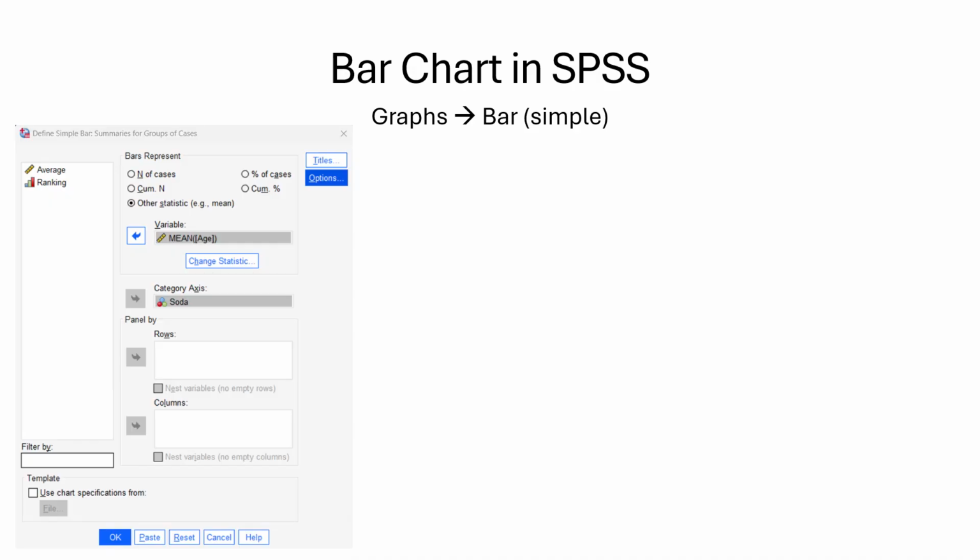We are going to go ahead and put your scale variable into the very top one where it says variable. So you see where it says mean and age. You want to click the other statistic and change it so that it reflects mean. And then for the category axis, you're going to put your nominal dichotomous variable. In our particular example, it's whether or not someone drinks soda. So once you have those two set up exactly as shown here, then you can click OK.